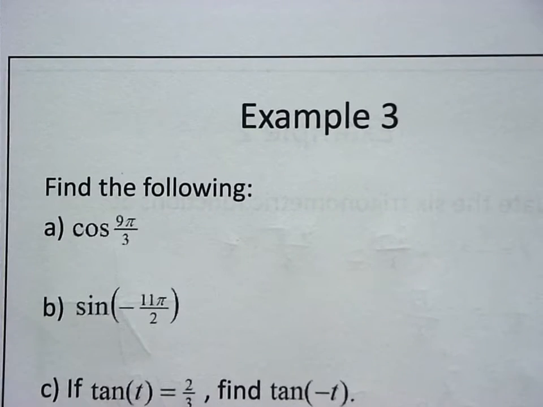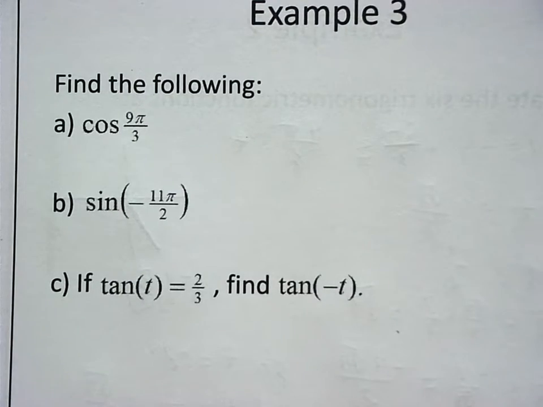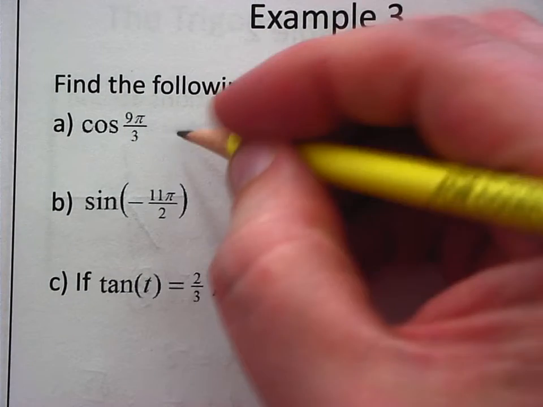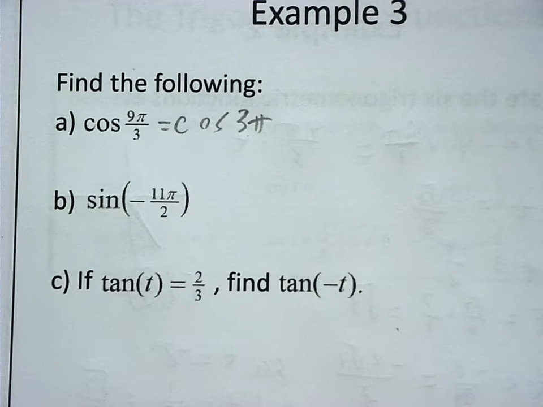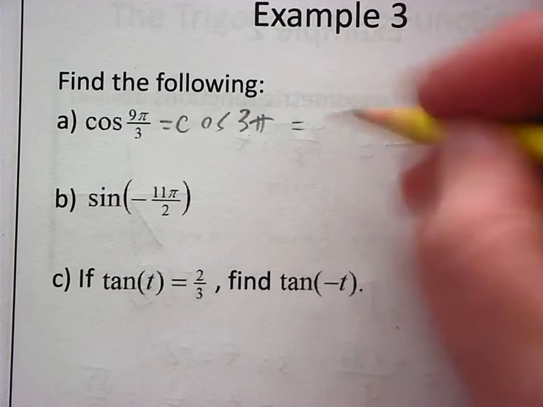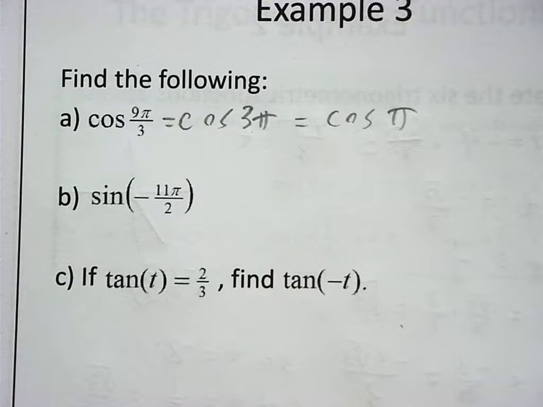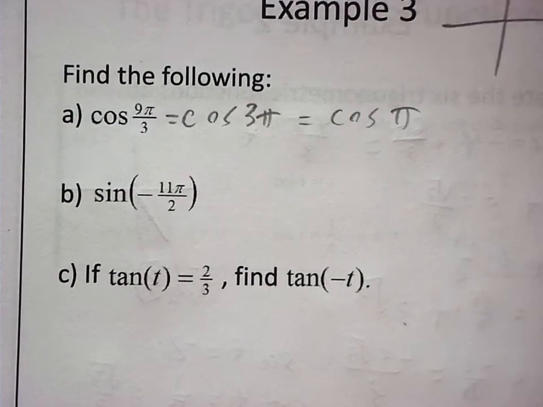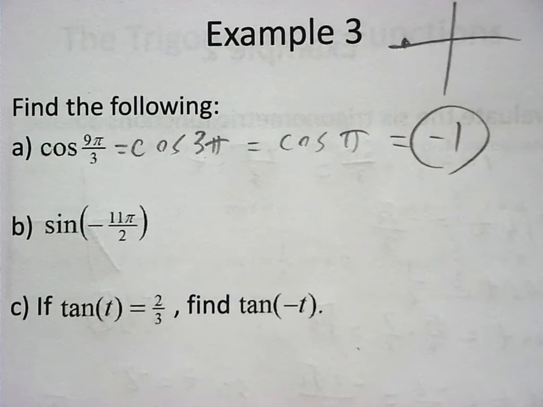Okay, a couple more. So if I want to find the following, I want to convert these so they actually show up on the unit circle if at all possible. So if I do cosine of 9 pi over 3, I'm going to convert that. Well, first off, it's cosine of 3 pi. 9 pi over 3 simplifies. And then I'm going to subtract a rotation to get back to cosine of pi. Just subtract 2 pi from 3 pi, you get cosine of pi. Think about your unit circle. Pi is right over here. Cosine at that value is going to be negative 1.